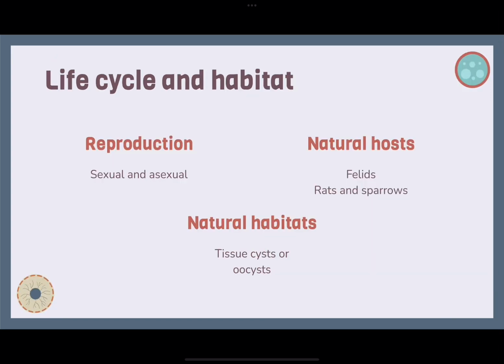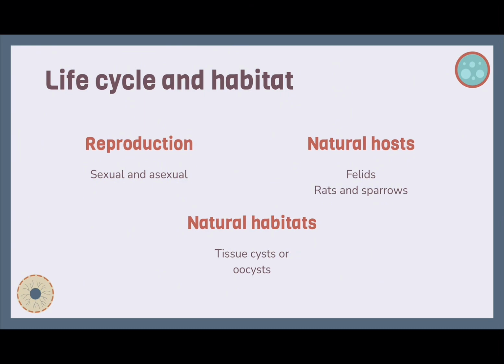Next, we have the life cycle and habitat. Toxoplasma gondii exhibits a complex life cycle involving both sexual and asexual reproduction. The sexual phase occurs exclusively within the intestines of felids, which are domestic and wild cats, making them the definitive host. Cats become infected by ingesting tissue cysts present in prey such as rodents and sparrows. Once inside the cat's intestines, the parasites undergo sexual reproduction, producing oocysts that are shed in the feces.